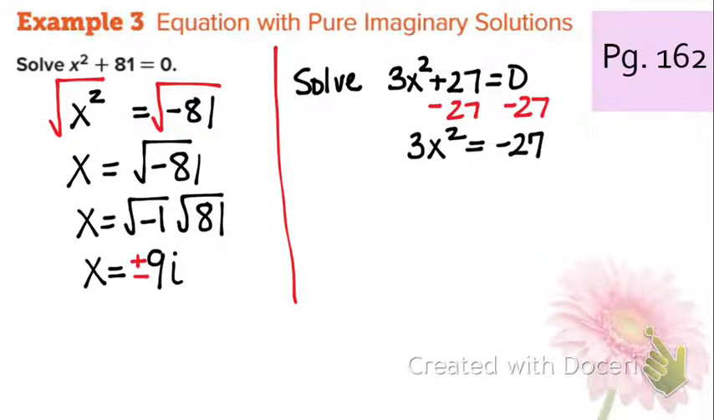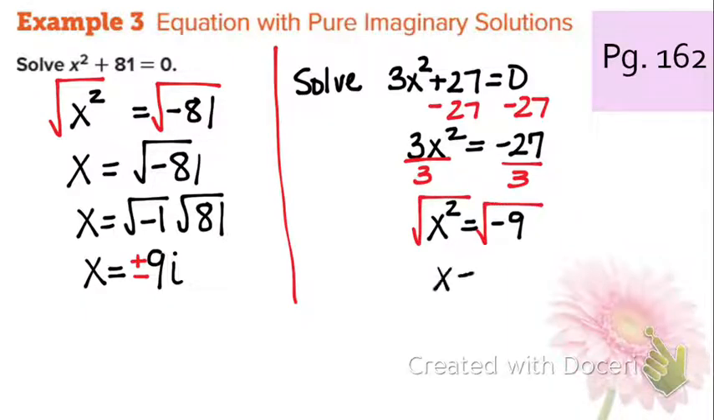Now you need to get rid of the 3. So we're going to divide both sides by 3. And then the last thing you're going to do to get rid of that square is take the square root. So x equals the square root of -9.